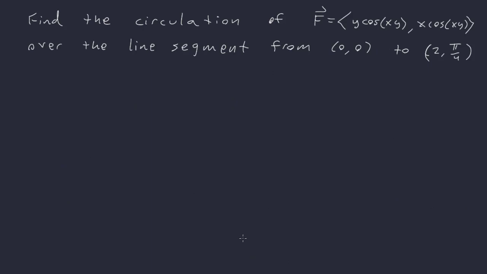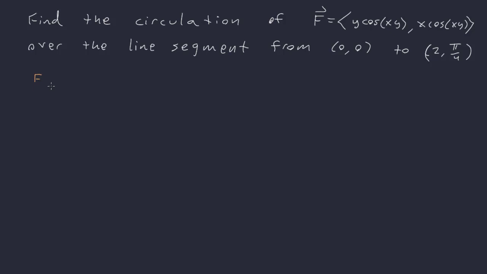Now here's an example where I want to use the fundamental theorem of line integrals to help us out. But we can also take a look at what will happen if we don't. So let's look at what happens when we don't use the fundamental theorem of line integrals. Let's say we want to find the circulation of f, which is y cosine of xy, comma x cosine of xy, over the line segment from 0, 0 to 2, comma pi over 4.